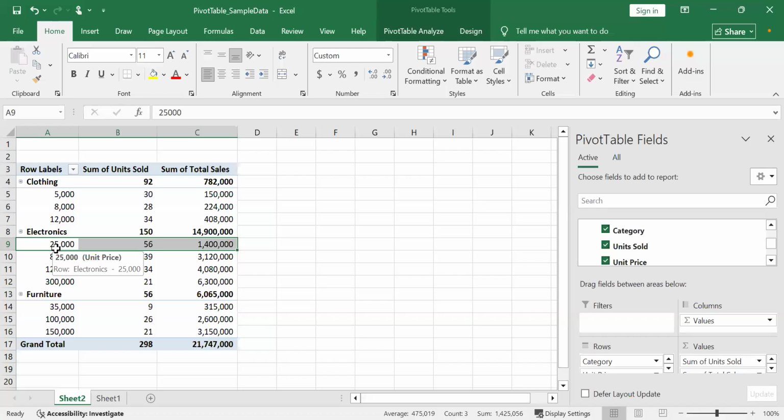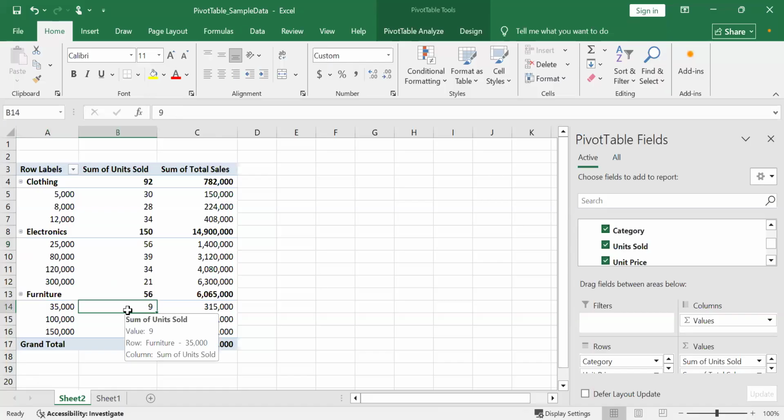Now, it's telling you that despite the fact that it was the lowest price in electronics, it is still the highest. Is that correct? Yeah. Do you agree? Yeah. That's the lowest price in electronics, but has the highest volume.